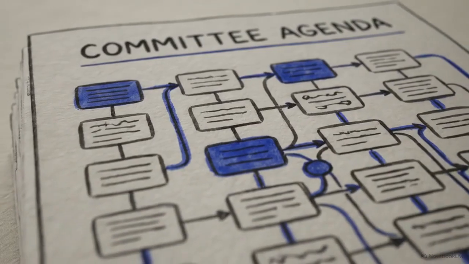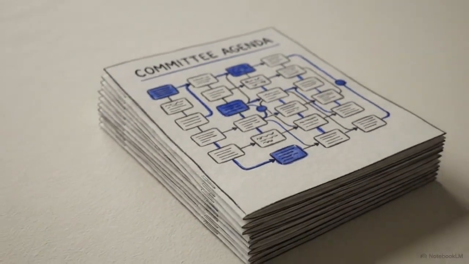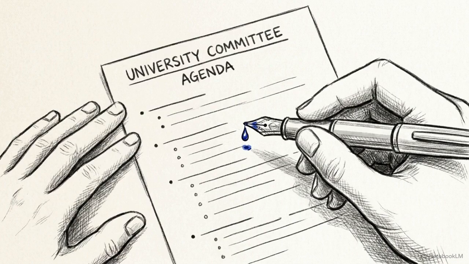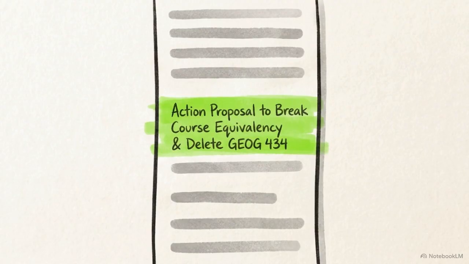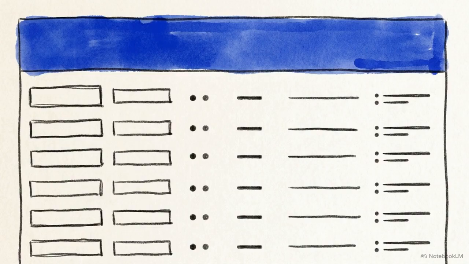After the administrative proposal successfully clears the complex digital workflow, it finally appears as a scheduled item on the committee's official physical agenda. This agenda represents the final review stage before the catalog is updated. Because the form was completed correctly, the item appears as a clear action proposal to break the course equivalency and delete Geography 434. The proposal is approved without being sent back for corrections, resulting in a streamlined update to the academic catalog. Detailed digital documentation ensures every change to the curriculum is accurately reflected in the official record.